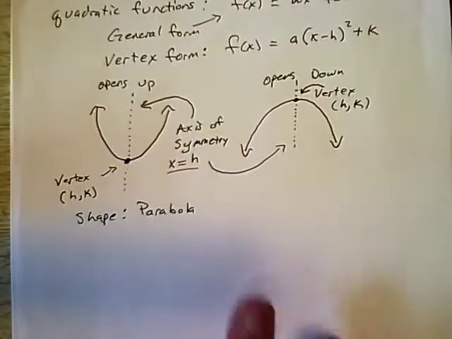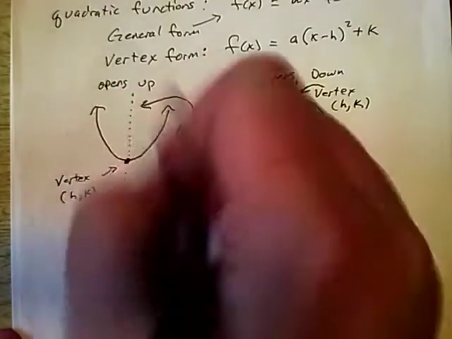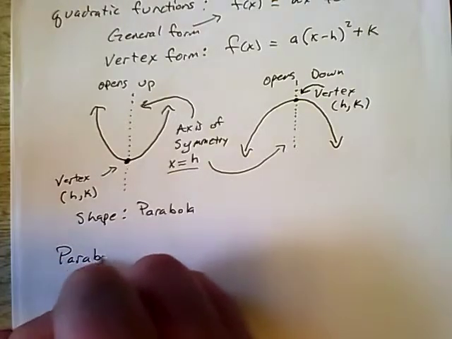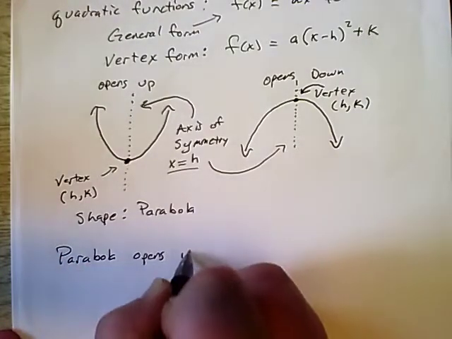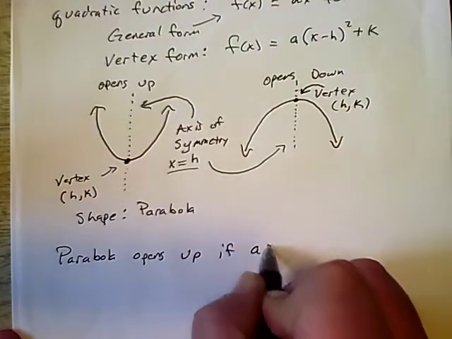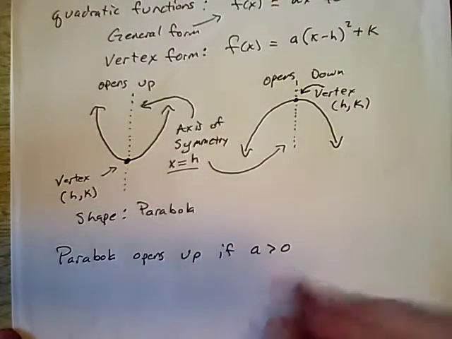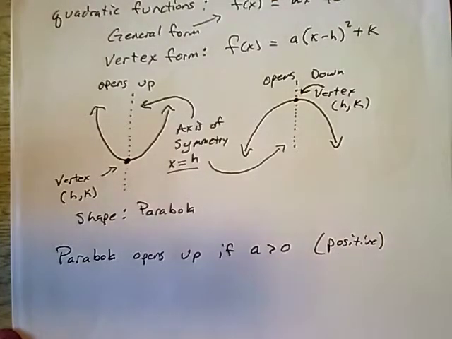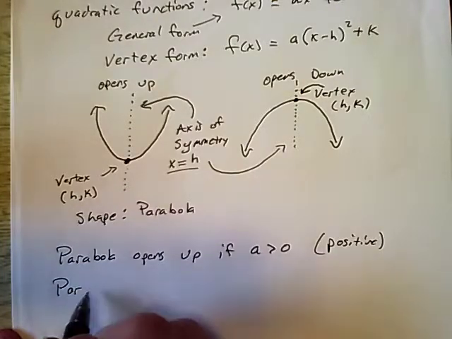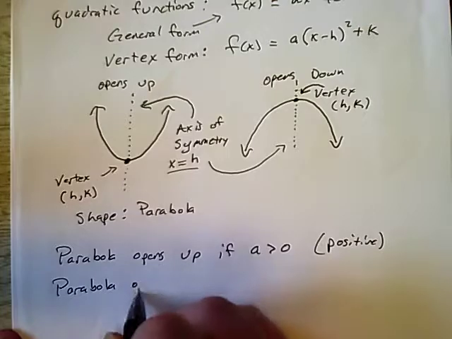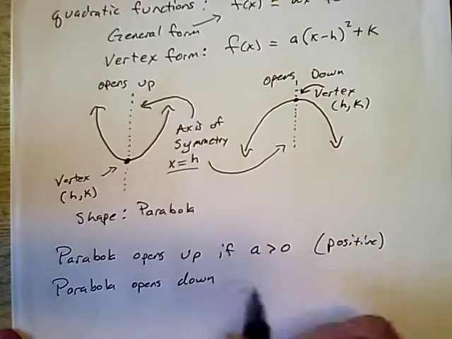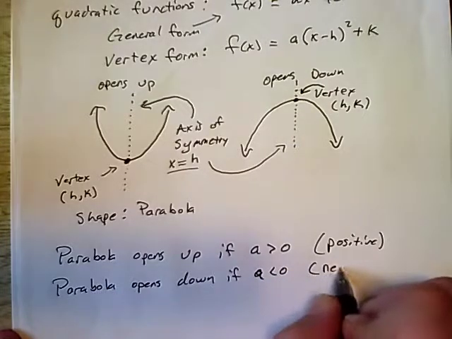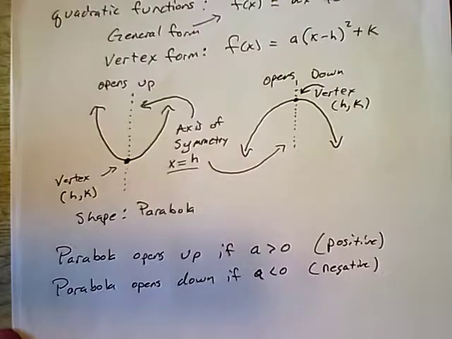All right. So what makes a parabola open up? Let's write it like this. The parabola opens up if a is a positive number. So a is greater than 0. This is a way of saying positive. And conversely, the parabola opens down if a is less than 0, or a negative number.